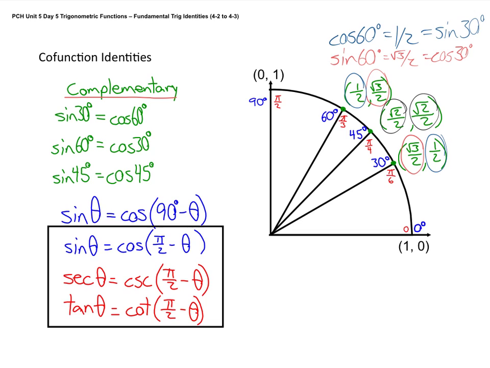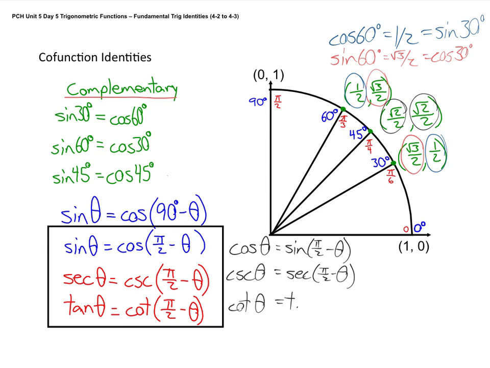Now, I've only written one set of these, but they also apply written in the reverse order. Cosine of theta equals the sine of pi over 2 minus theta. And cosecant theta equals the secant of pi over 2 minus theta. And of course, cotangent theta equals the tangent of pi over 2 minus theta. Make sense?